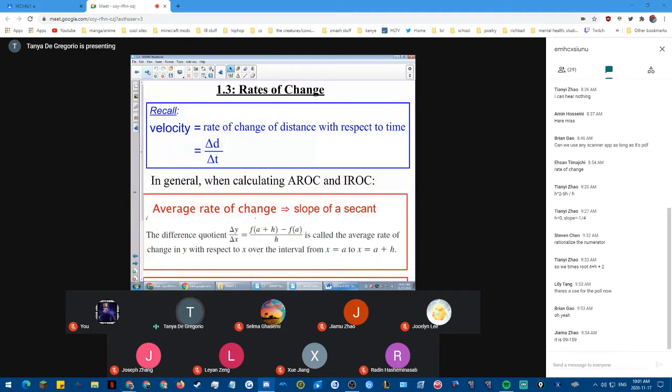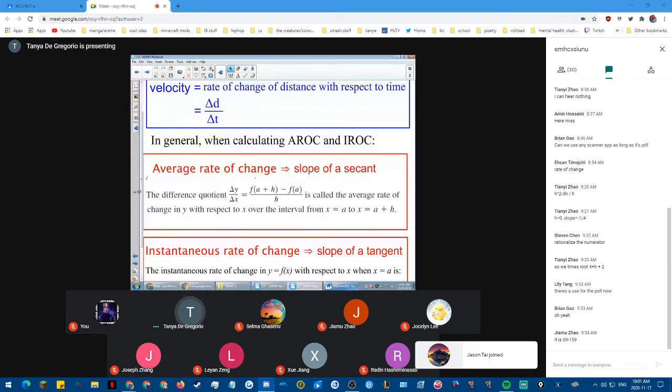Okay, so when we talk about velocity, velocity is the rate of change of distance with respect to time. That's what velocity is. So it's the change in v over the change in t. Makes sense? Your distance is your dependent variable, time is your independent variable. Hence, y over x, the change in y over the change in x. Good, that's velocity.